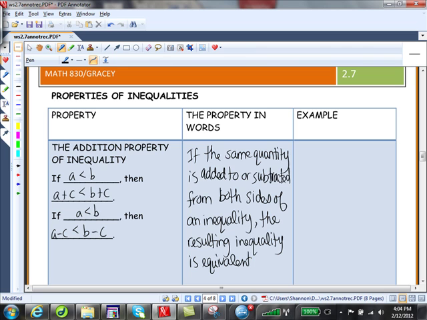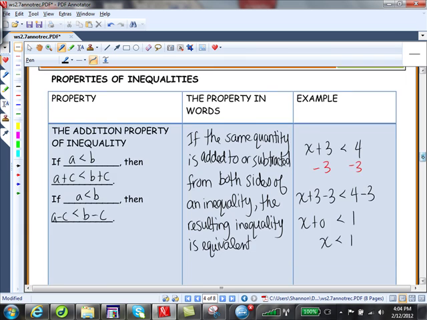So for example, if you have the inequality x plus 3 is less than 4, we can subtract the same number from both sides and get x plus 3 minus 3 is less than 4 minus 3. And then, of course, you would end up with x plus 0 is less than 1, and x would be less than 1. You would have just solved the inequality.